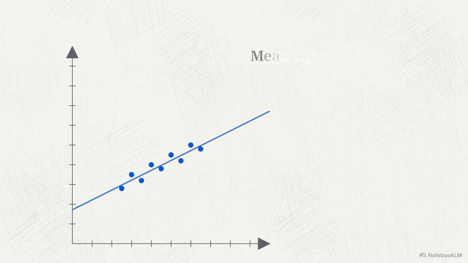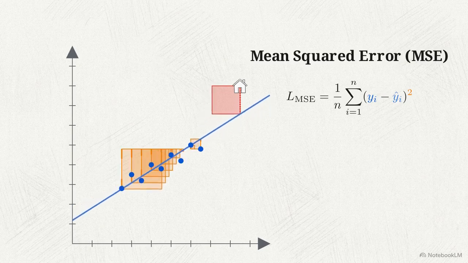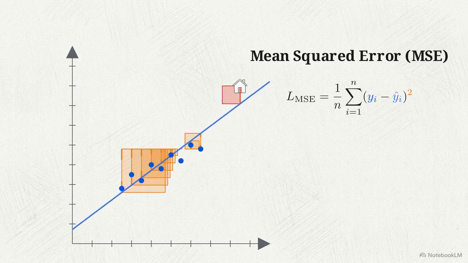With the data prepared, we define the loss function, how the model calculates its errors. For regression, the standard is mean squared error, or MSE. By squaring the error, MSE heavily penalizes large deviations from the trend line. However, squaring the penalty makes the model highly sensitive to outliers. A single extreme data point can pull the entire trend line drastically off-center.